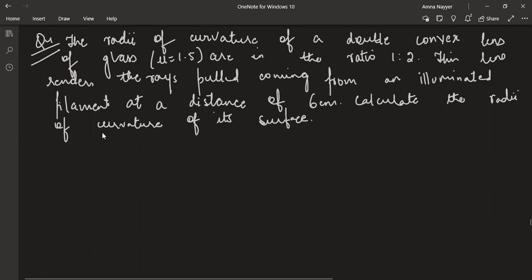See, the radii of curvature of a double convex lens of glass, glass is 1.5 the refractive index, they are in the ratio 1:2.